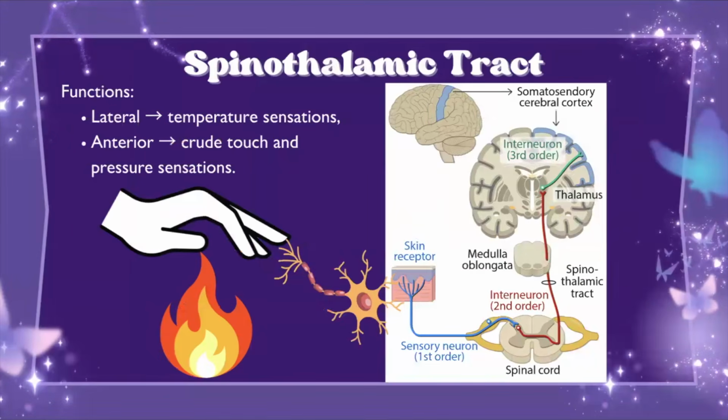Now, we're going to be talking about the spinothalamic tract. The lateral spinothalamic tract carries pain and temperature sensations; I forgot to add pain here. Anteriorly, you have crude touch and pressure sensations, okay? So let's say that you touch something hot, for the temperature sensations. It would go through, and then you would have your first order neuron. Where would you find the cell body of the first order neuron? Always in the dorsal root ganglion, in all of the tracts, okay?